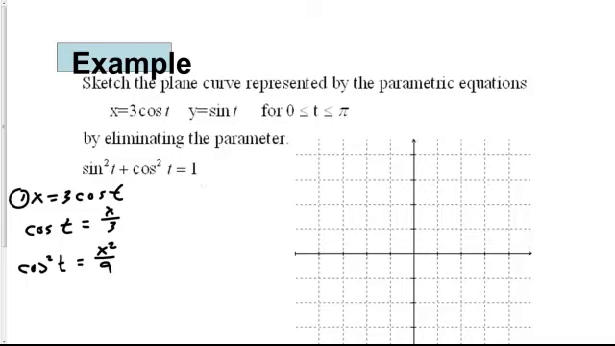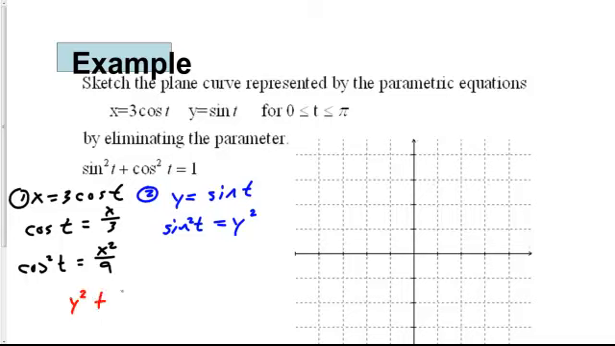And then we do the same thing for the sine. So we have y is equal to sine of t, and we square both sides, so we have sine squared t is equal to y squared. And then from that we can use the Pythagorean theorem and substitute these values, and in place of sine squared we'll have y squared.